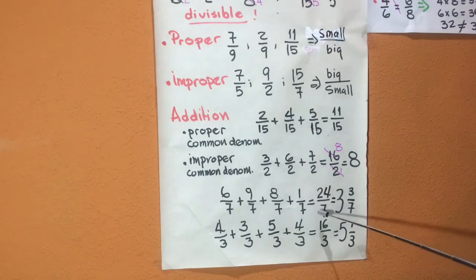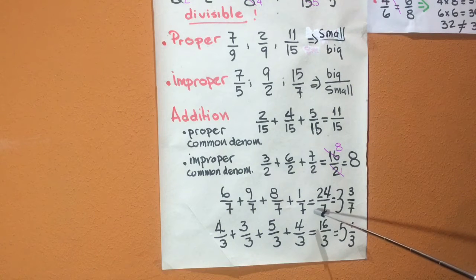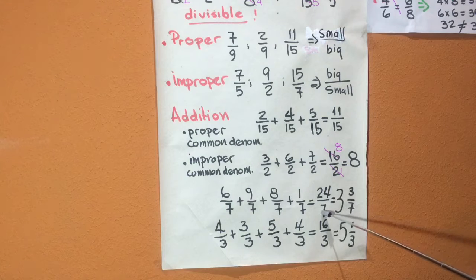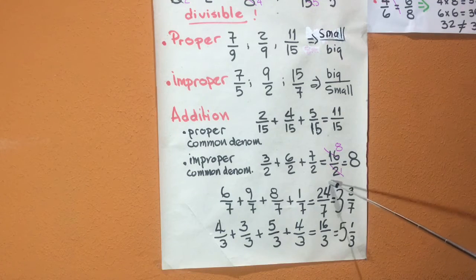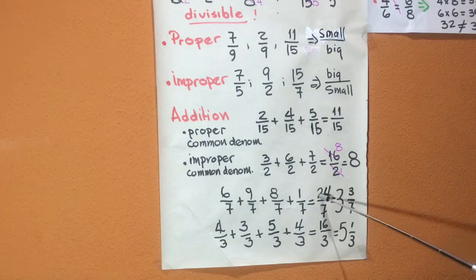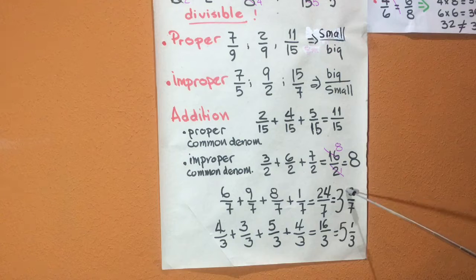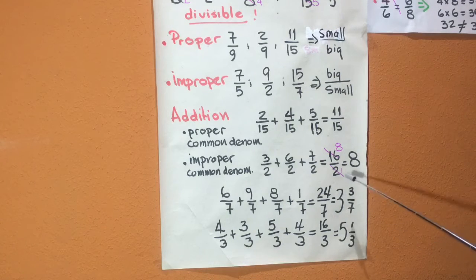How do I do it? I have to divide 24 by 7. If I remember well, 3 times 7 is 21. So 3 will be the whole number, and the remainder is going to be 3, because 24 minus 21 is 3, the remainder. So the answer will be 3 and 3/7.